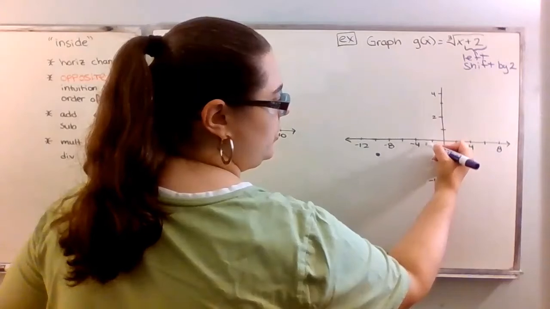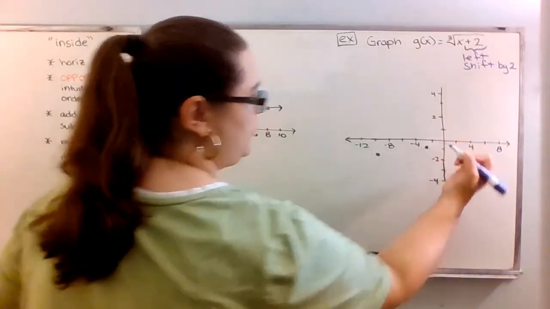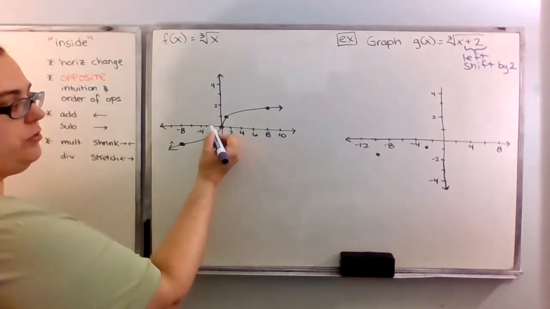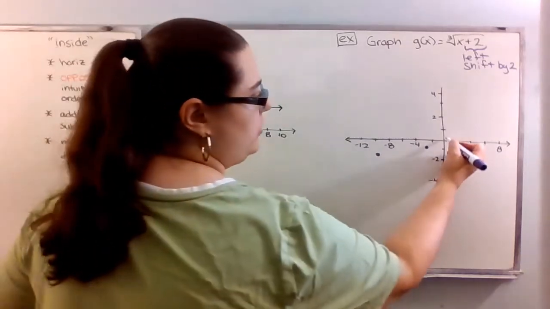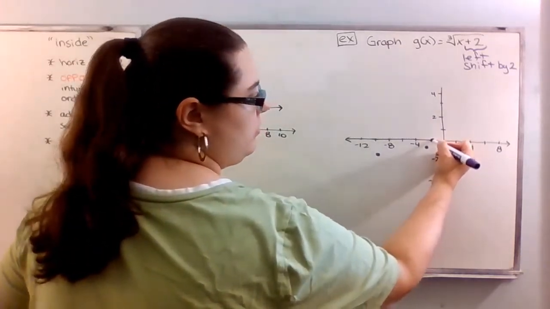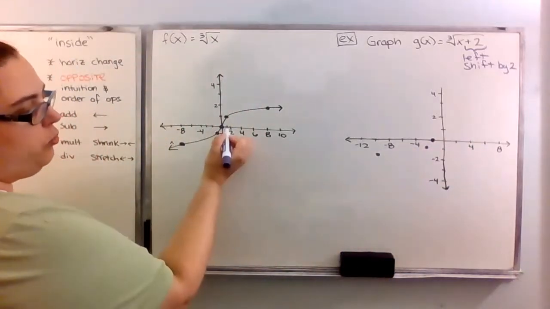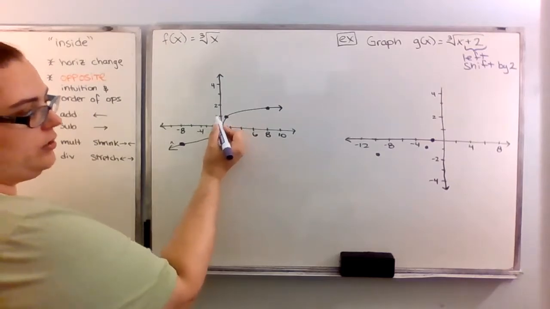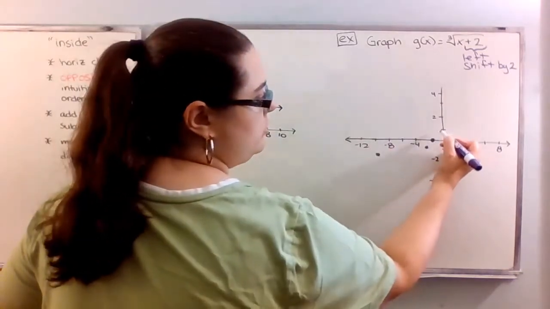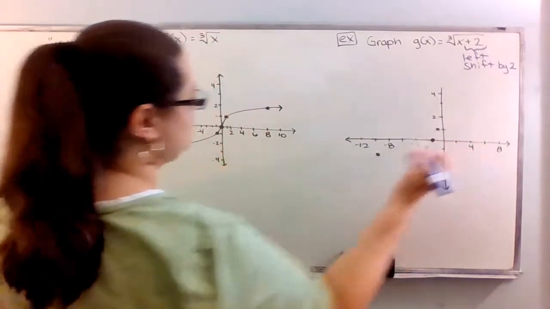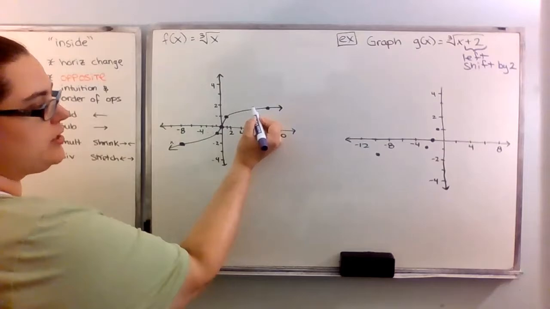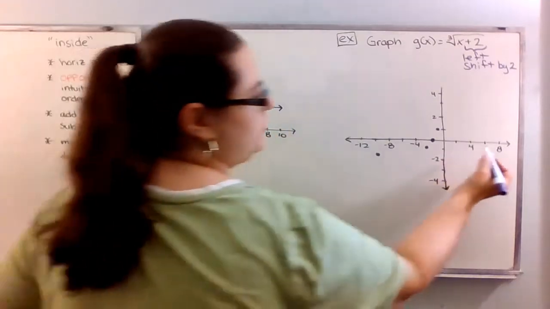1, 2, 3, -1. The point 0, 0 is going to shift over 2 to be -2, 0. 1, 1 shifts over to -1, 1. And then 8, 2 is going to shift over 2 spots to 6, 2.